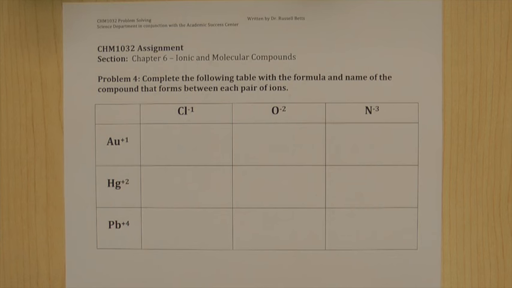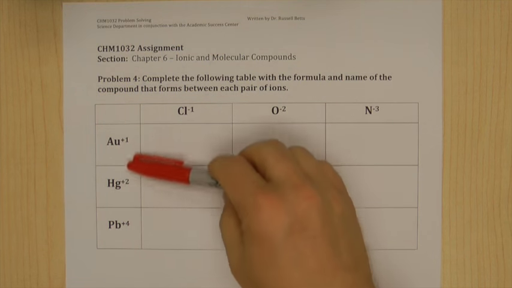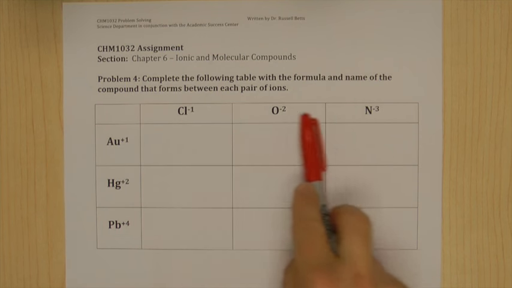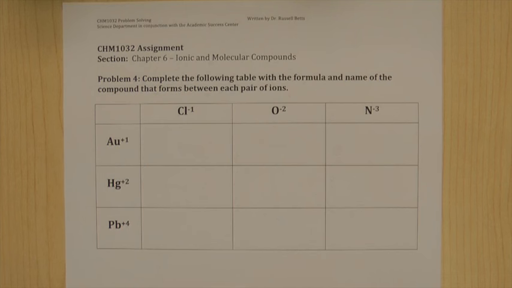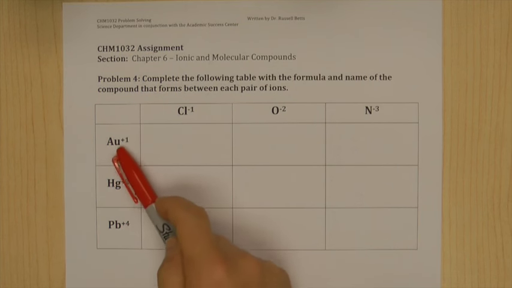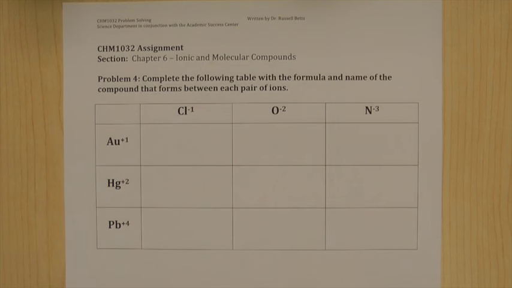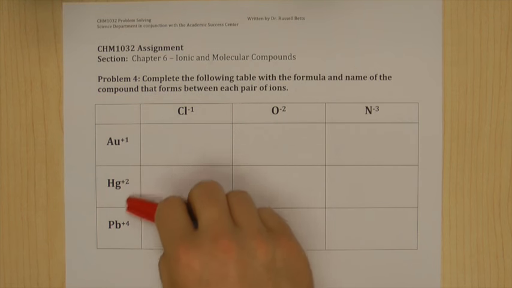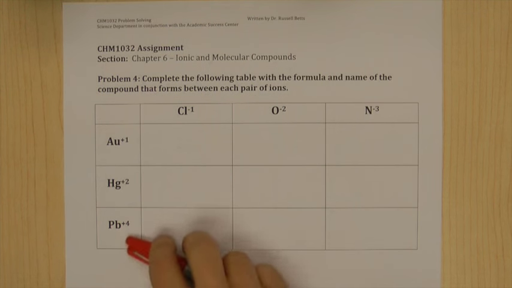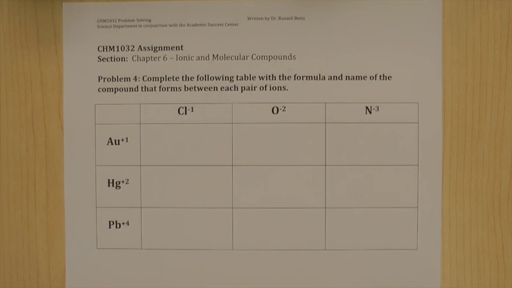All right, let's take a look at what we got here. Complete the table with the formula and name of the compounds. Down here on the left we have cations. Here on the top we have anions. Now we have Au, Hg, and Pb. These are examples of elements or ions that need Roman numerals. These two are transition metals, so they need Roman numerals. And this one is lead. Lead also requires a Roman numeral.